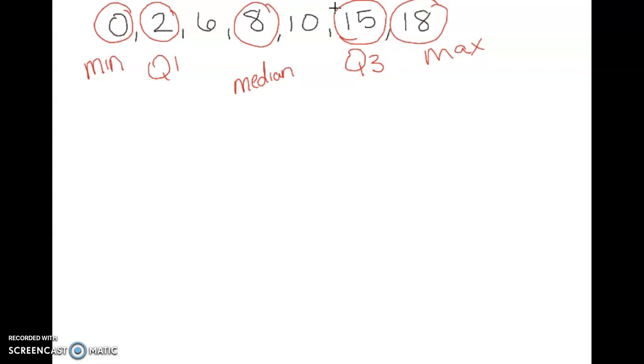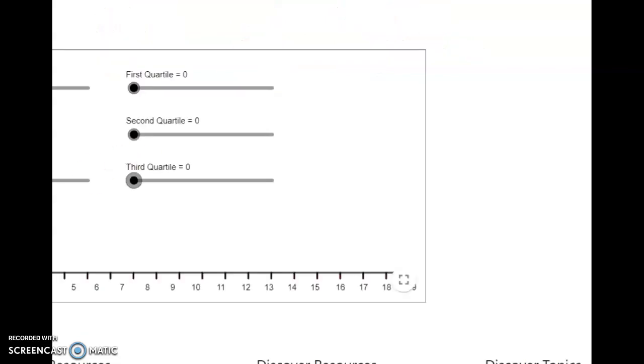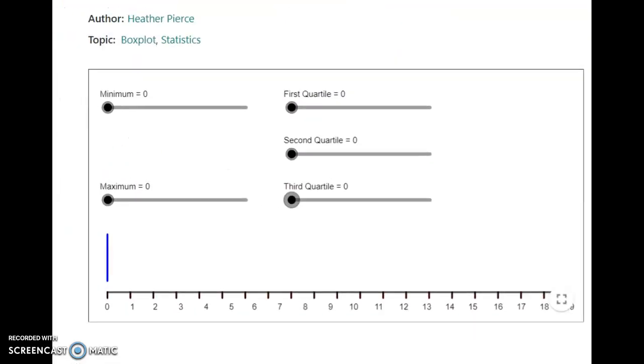Those 5 numbers that I circled are going to be the 5 numbers that I put on a number line and draw my box and whisker plot from there. I am going to use a website to draw this. I have several links on my eClass page, and at the very, very bottom, you can click on one of these links and it will draw the box and whisker plot for you.